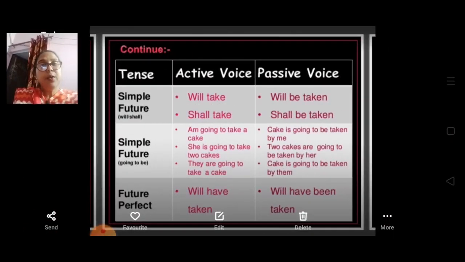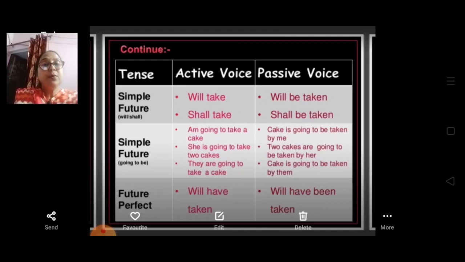Now we are going to learn how to write active to passive voice in future tense. If it is written in simple future tense in active voice will take or shall take, then in passive voice we will write will be taken and shall be taken. Be will be there, and after that the past participle.